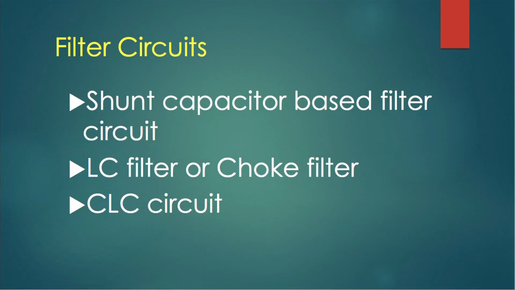One, shunt capacitor based filter circuit. Two, LC filter or Choke filter. Third one, CLC filter or pi filter. C stands for capacitance, L for inductor and C again for capacitor. Let us first discuss the shunt capacitor based filter circuit. A capacitor filter circuit contains a capacitor and a load resistance which are connected in parallel.